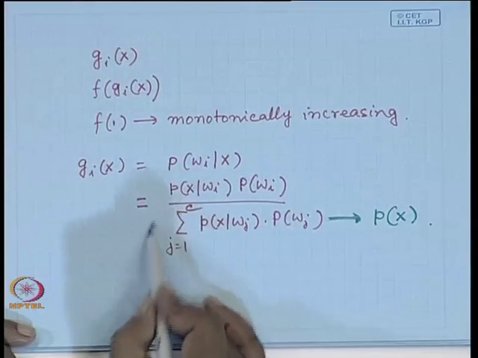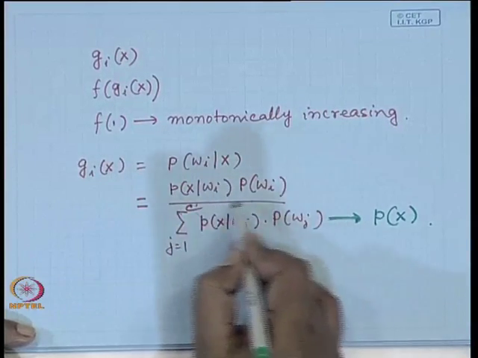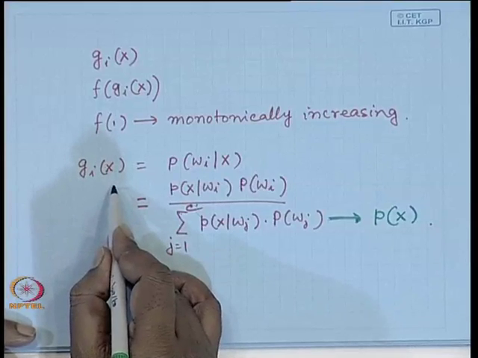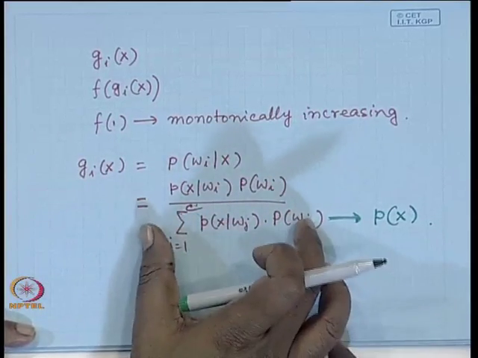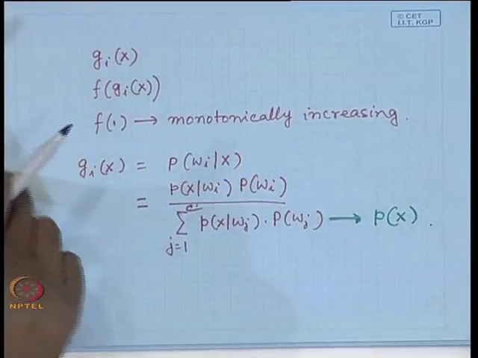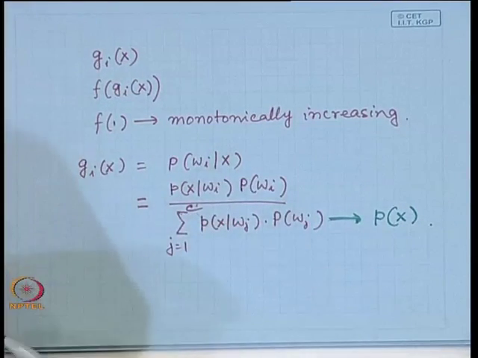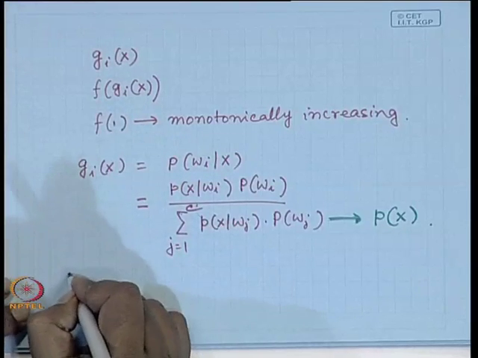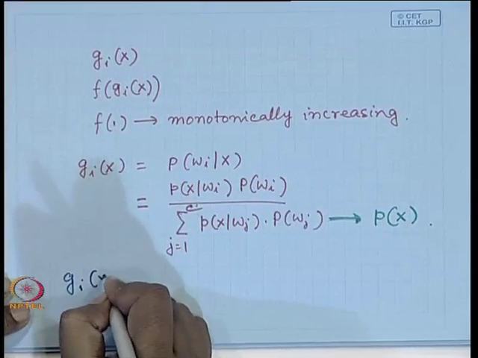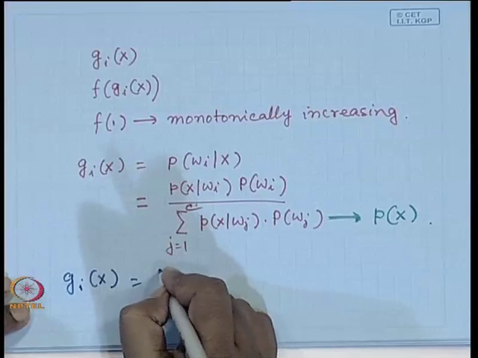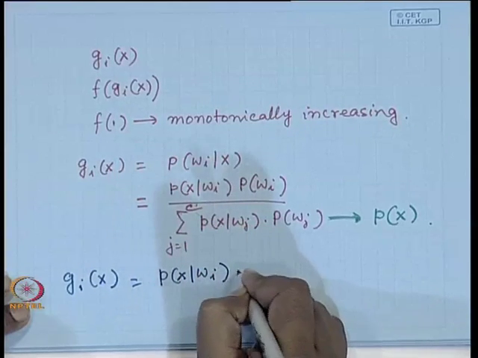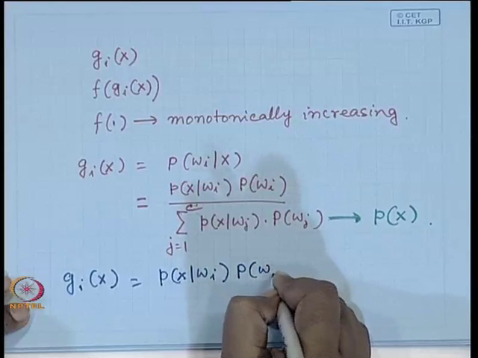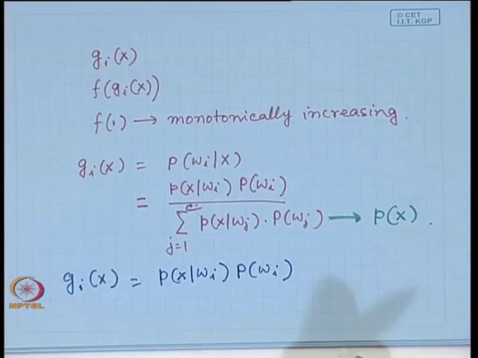And because this term appears in the denominator of all the discriminant functions, for every value of i, I can simply remove it when I design my discriminant function. So, I can say that my discriminant function will simply be g_i(x) is equal to P of x given omega i into P of omega i. This will be my g_i(x).